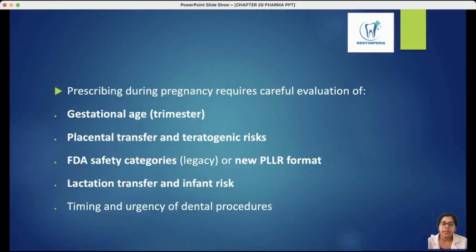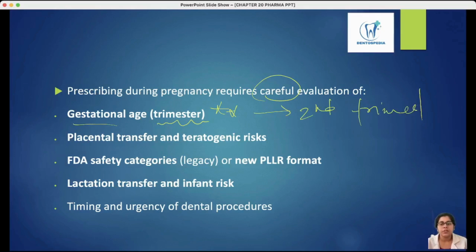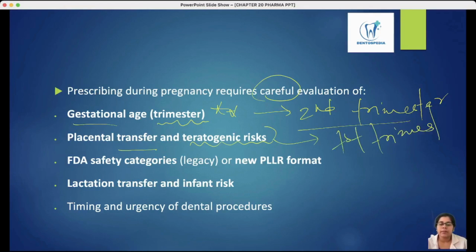Prescribing during pregnancy requires careful evaluation of the gestational age, that is the trimester, which is very important, because we have also discussed in the previous chapter that the second trimester is basically the safest for every treatment. So we have to have knowledge about the gestational age, placental transfer, and the teratogenic risk, which is also very important. It increases in the first trimester. That's why we basically avoid any medication or treatment in the first trimester and also in the third trimester. FDA safety categories are very important, and also the new PLR format.